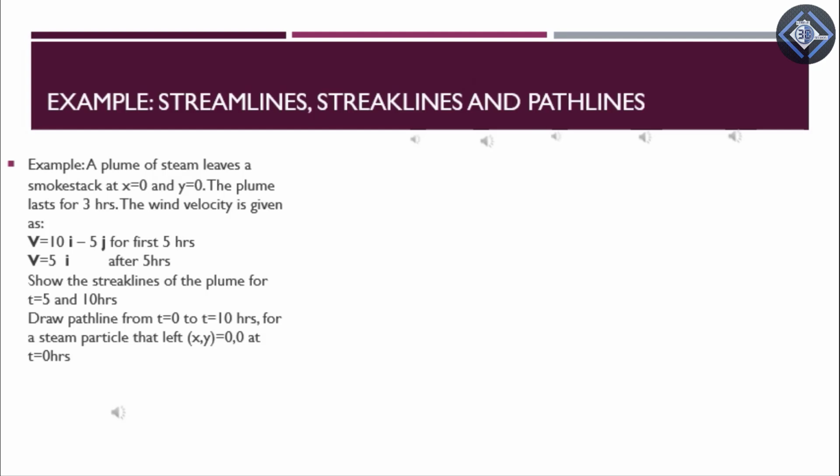Then draw pathlines for fluid from t equal to 0 to t equal to 10 hours for the fluid particle that left xy 0, 0 at t equal to 0 hours. So we are being told that the steam is being released for 3 hours. We are given the velocity for the first 5 hours and then the velocity for the next 5 hours, and we are being asked to draw two streaklines at t equal to 5 and t equal to 10 hours.